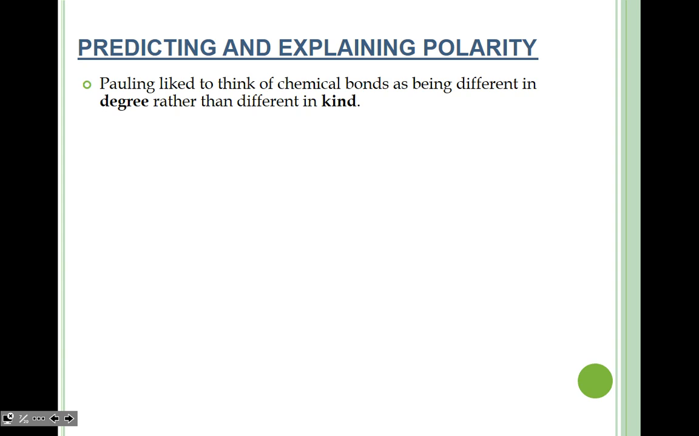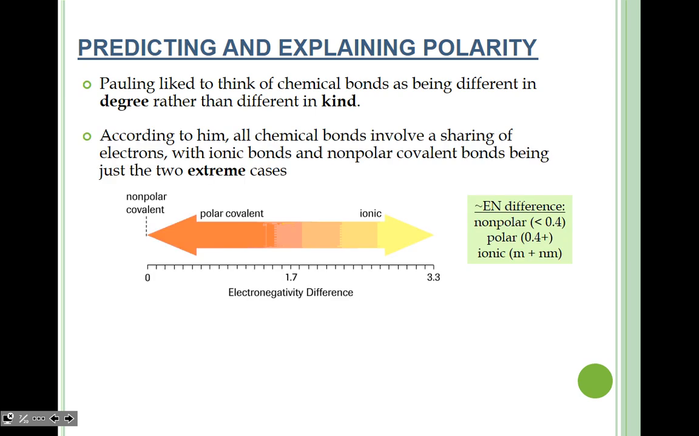So let's learn how to predict and explain polarity. Pauling liked to think of chemical bonds as being different in degree rather than different in kind. And he came up with this kind of continuum. According to him, all chemical bonds involve a sharing of electrons, with ionic bonds and polar covalent bonds being just the two extreme cases. So here we have nonpolar covalent, right? Which means the EN difference is 0. Things like Cl2, right? If we take a look over here at ionic, ionic is when you have two things. Typically, it's a metal plus a nonmetal.